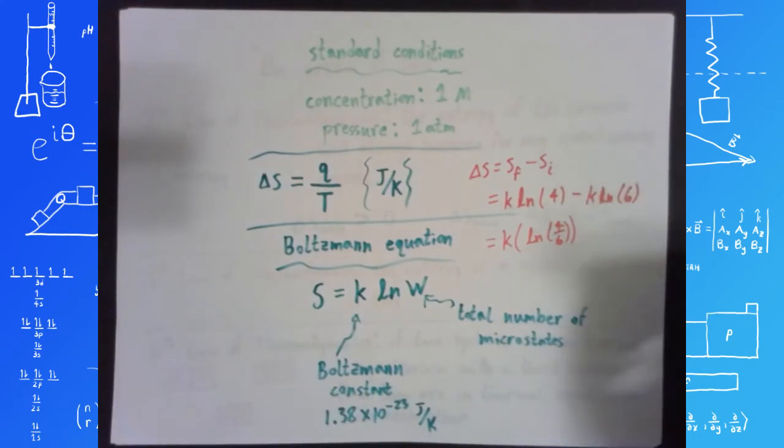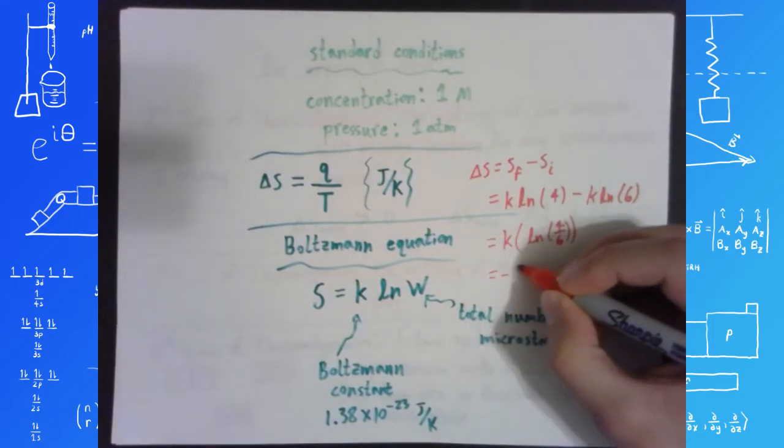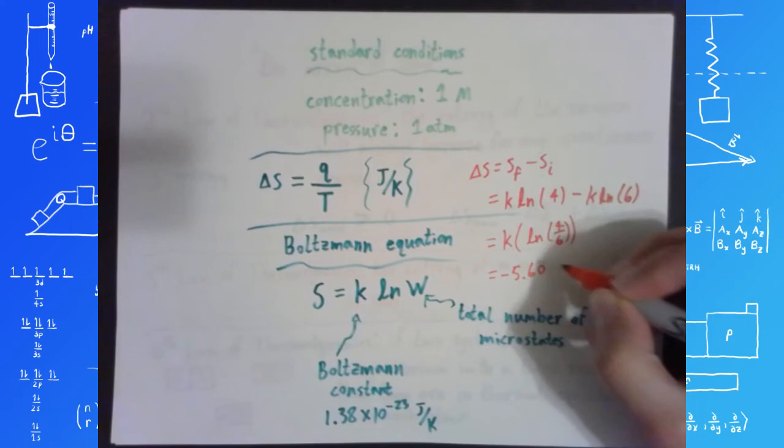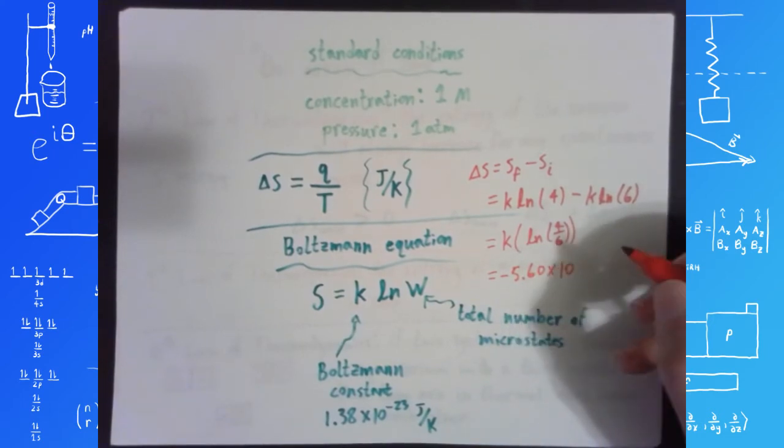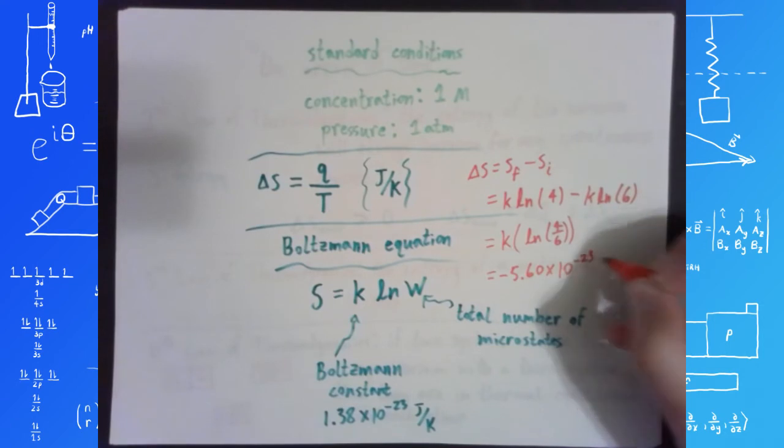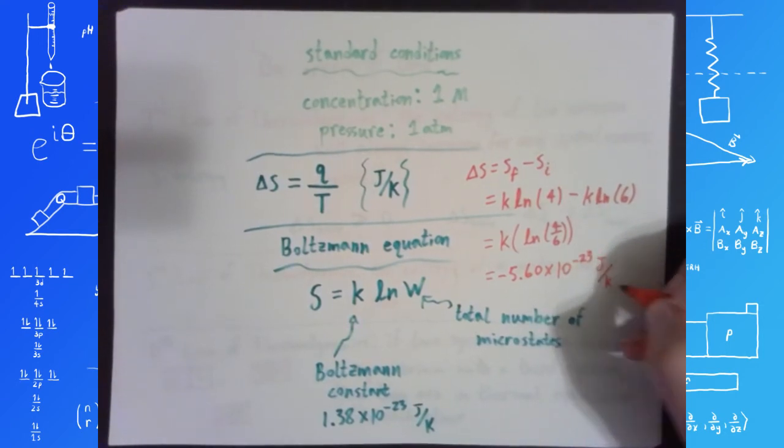And yeah, from there I'm guessing delta S is going to be a negative number because you went from 6 configurations to 4. That's a reduction in entropy. So 1.38 times 10 to the negative 23 times ln of 4 over 6 is negative 5.60 times 10 to the negative 23 joules per Kelvin.